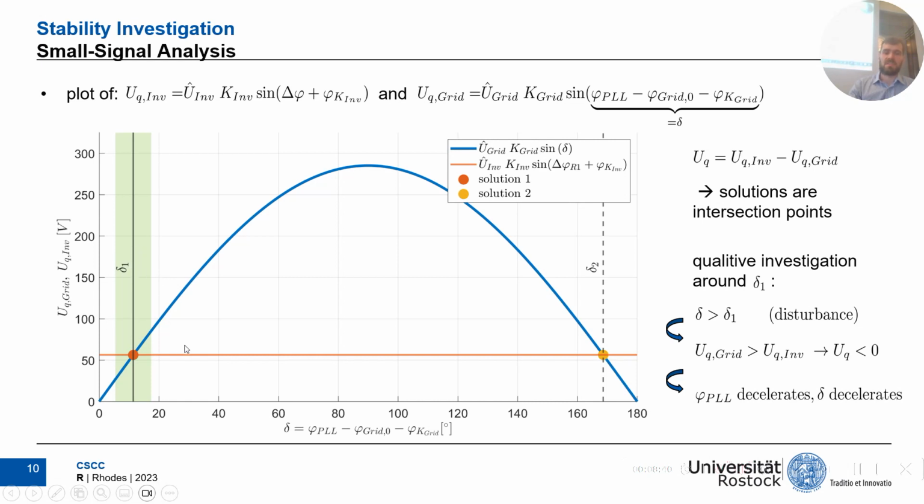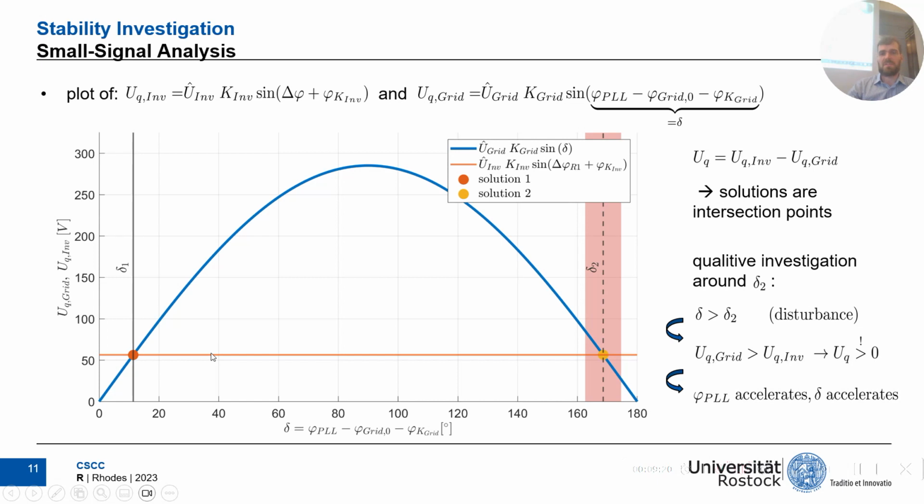Remind that this plot is drawn with dependence on delta, which is just a shifted version of phi PLL. And when you now consider a small disturbance of delta to bigger delta values, you can see that the system reacts with a UQ that is less than 0, which means that phi PLL and delta move back to the operating point. And the same thing happens when there's a small disturbance to smaller delta values. So you can consider this first solution as a stable operating point.